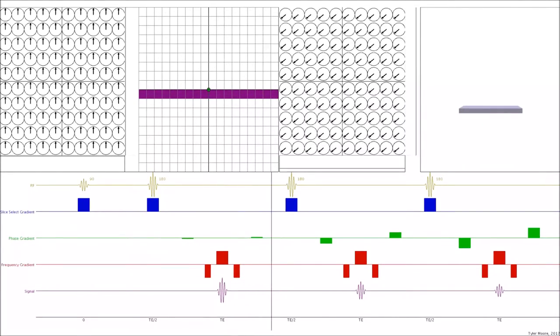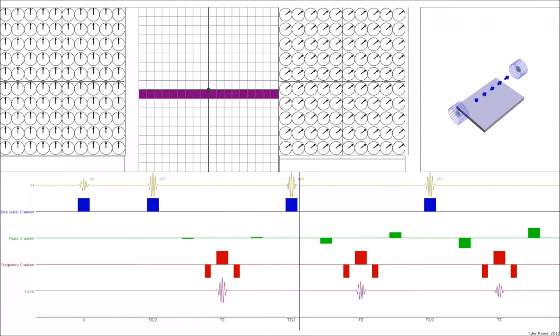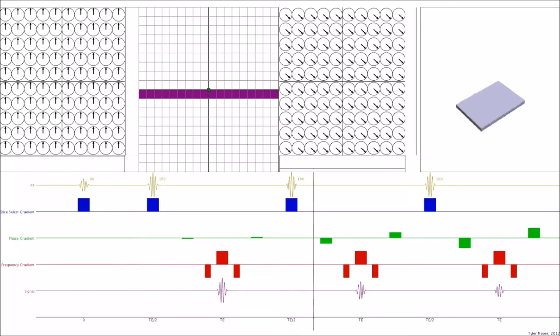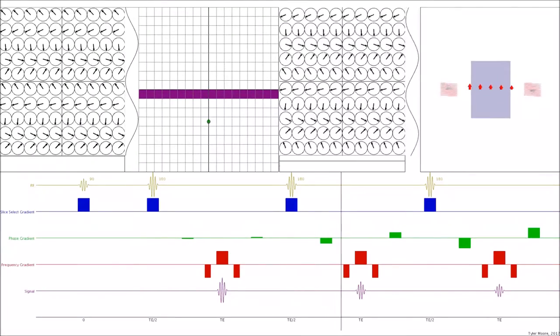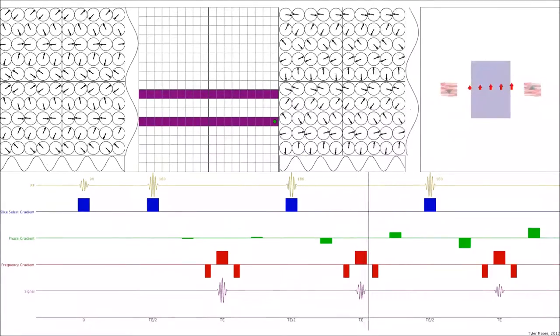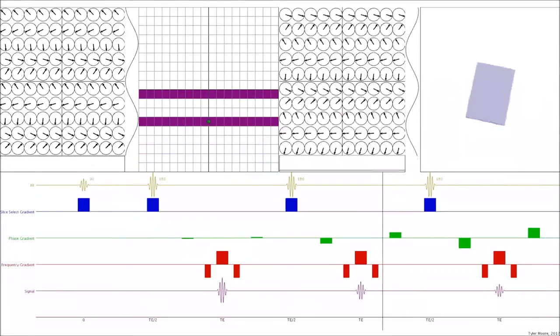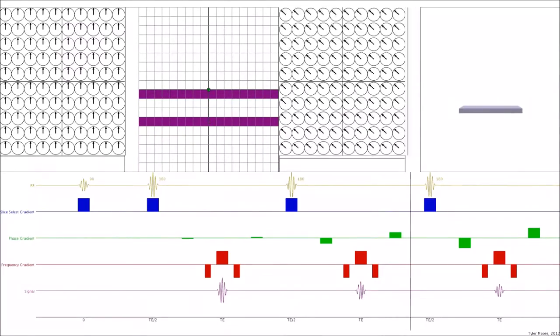The grid in the middle represents k-space. The x-axis of k-space is the spatial frequency along the frequency encoding direction. The y-axis of k-space is the spatial frequency along the phase encoding direction. The series of circles containing arrows represents real space. The arrows represent individual dipoles in space and their orientation with respect to one another.